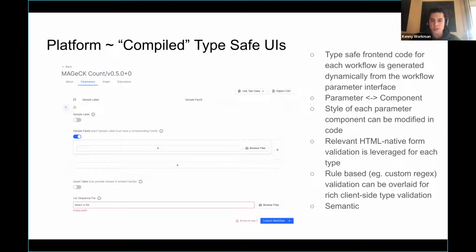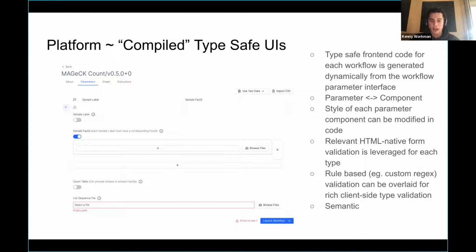And what this means is we basically take the parameter interface from Flyte IDL, and we dynamically parse this and compile React interfaces from the typing information. Now, from typing information, we can construct components with in-browser HTML native type validation that makes sense, as well as slap on rule-based regex validation on top of HTML native validation to add a rich layering of browser side type checking before the workflow even hits Kubernetes.